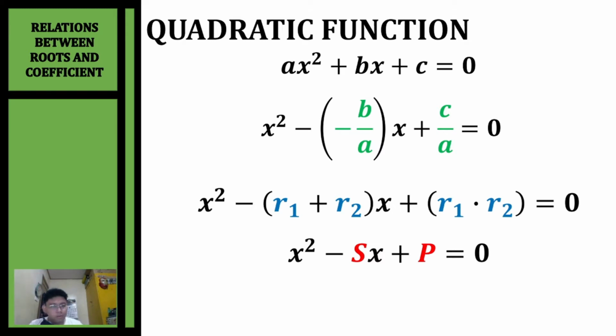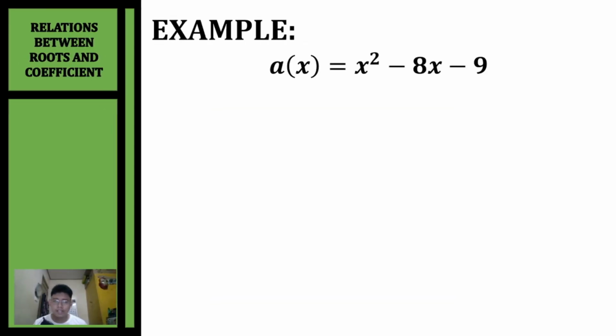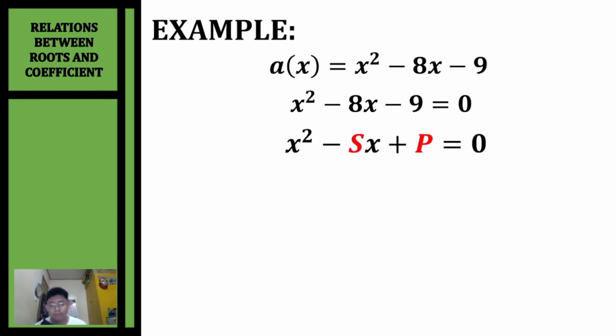Let me give you some examples on how to identify the sum and product of the roots of your quadratic function. Okay, let's have an example. So for example, we're going to identify the sum and product of the roots of this quadratic function a of x. The first step is for us to change our function notation to 0 and make sure that the numerical coefficient of x squared is equal to 1. Since it is equal to 1, we can now get the sum and product of our quadratic function.